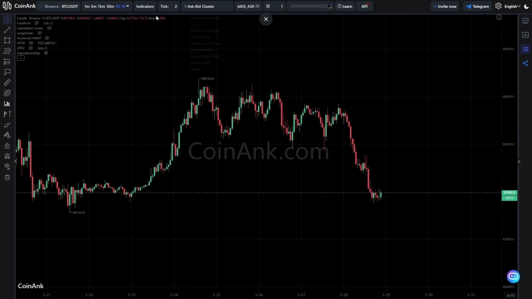Once you have selected the indicators you like, they will be popping up here. You can find it by this arrow. So we can have a quick look through them.